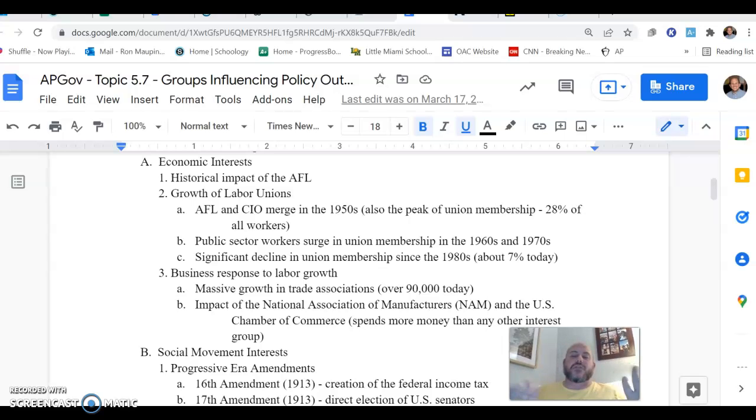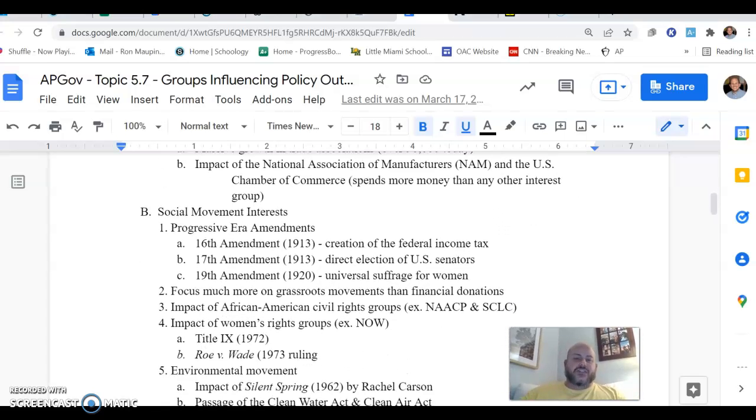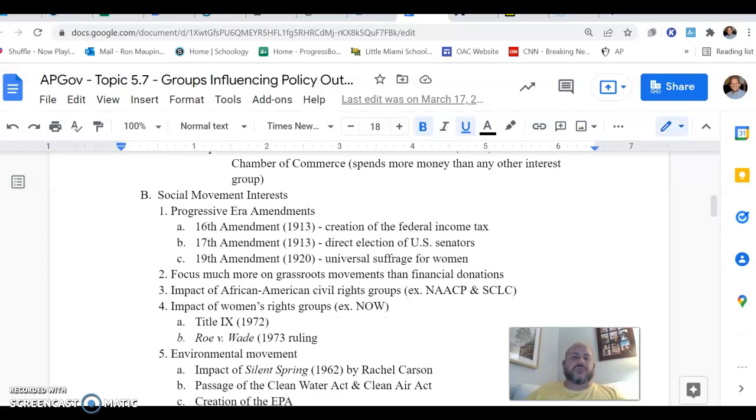The Chamber of Commerce, compared to most other interest groups, is not as partisan as many others. They do tend to lean more to the right, more towards Republicans, but they're not hardliners, not at all. Now, some other areas where we see interest groups pop up deal with social movements. When we see social movements go through American history, they tend to have a pretty big impact.